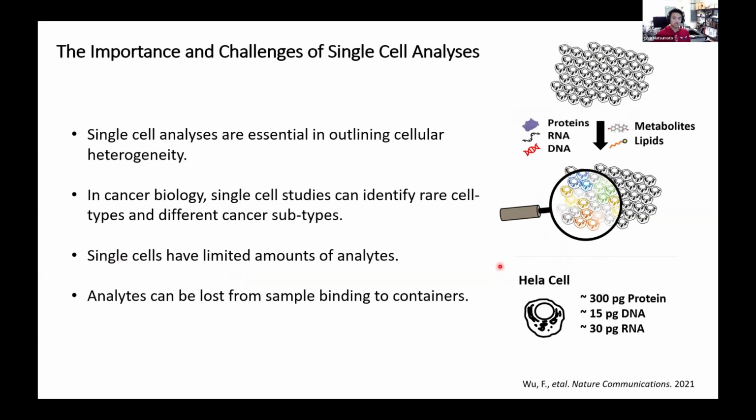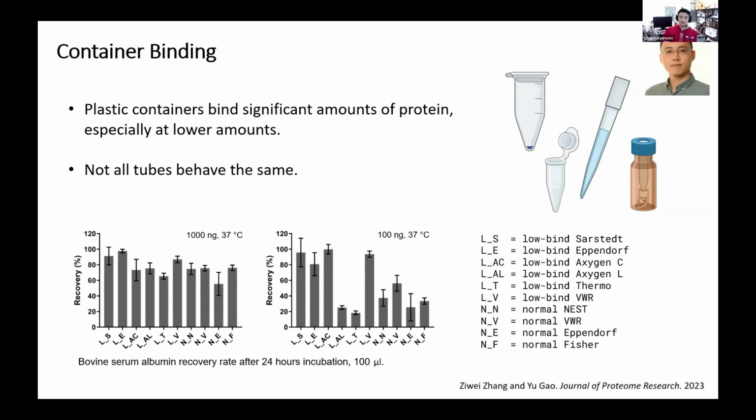Now one of the limitations to single cell analyses is that there's not a lot of sample in a single cell. It's been reported that a single HeLa cell only has about 300 picograms of protein, 15 picograms of DNA, and 30 picograms of RNA. So not a lot of sample to start out with. And this poses an even bigger challenge when you consider that you can lose a majority of the sample to container binding.